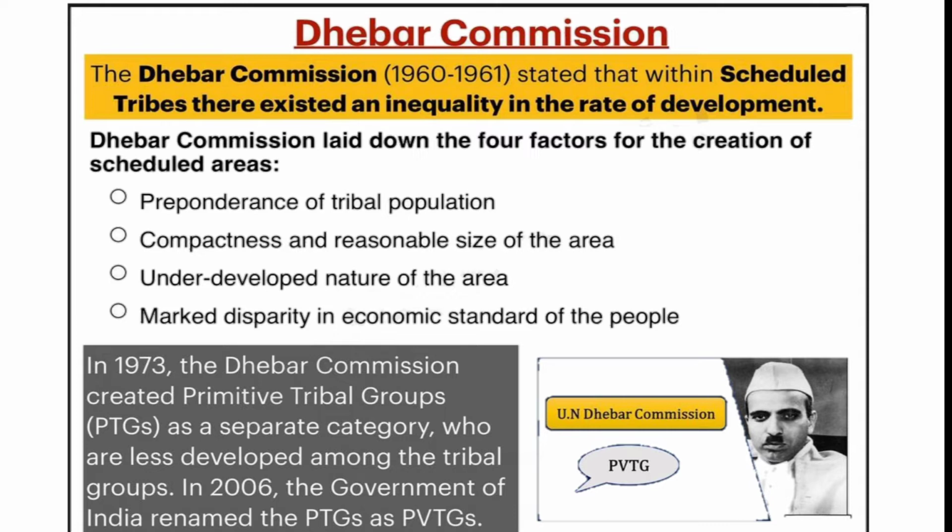In 1973, the Dhebar Commission created primitive tribal groups, PTGs, as a separate category, who are less developed among the tribal groups. In 2006, the Government of India renamed the PTGs as PVTGs.